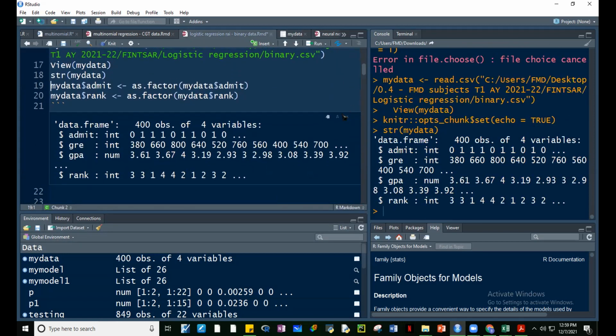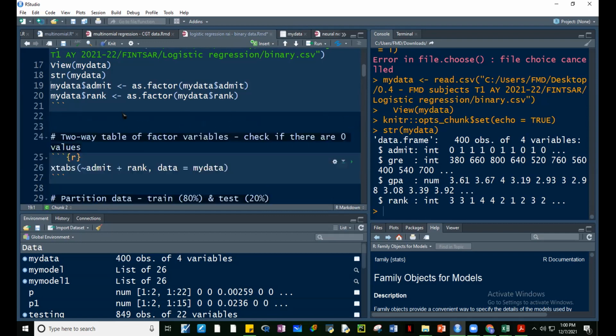So the structure of our data is, you can see here, admit is an integer, GRE is an integer, GPA is numeric, and rank is an integer. Now we have to change this, admit is not really an integer, guys. So we have to change this into a factor. This will be treated as a factor. It's a classifier, whether the student was admitted or not admitted. And then also rank will be used as a classifier and not an integer. So we convert that, guys.